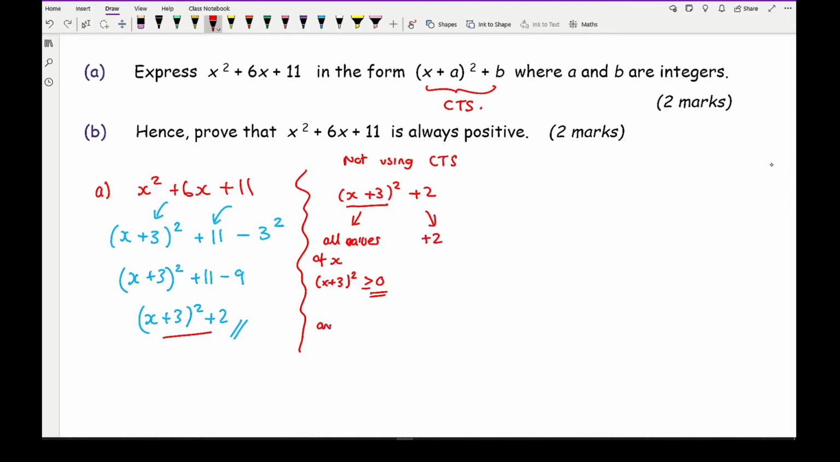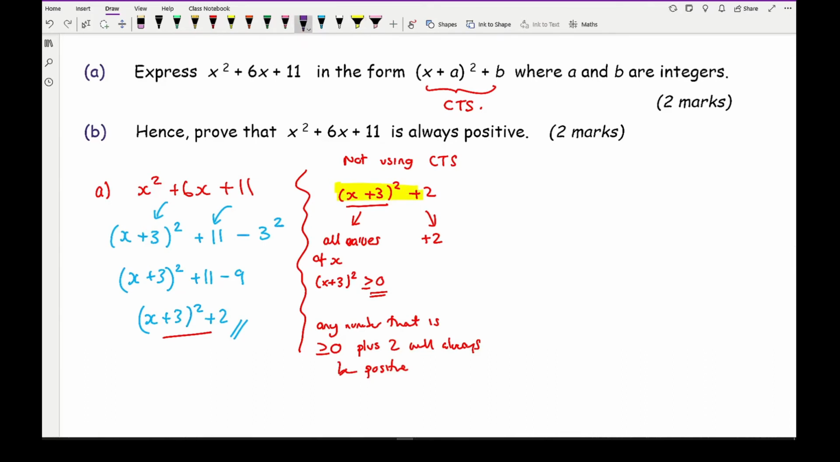So any number that is greater than or equal to 0, plus 2, will always be positive. And that should be enough to get you the 2 marks, because we have used our answer in part A to explain why it's always going to be positive.